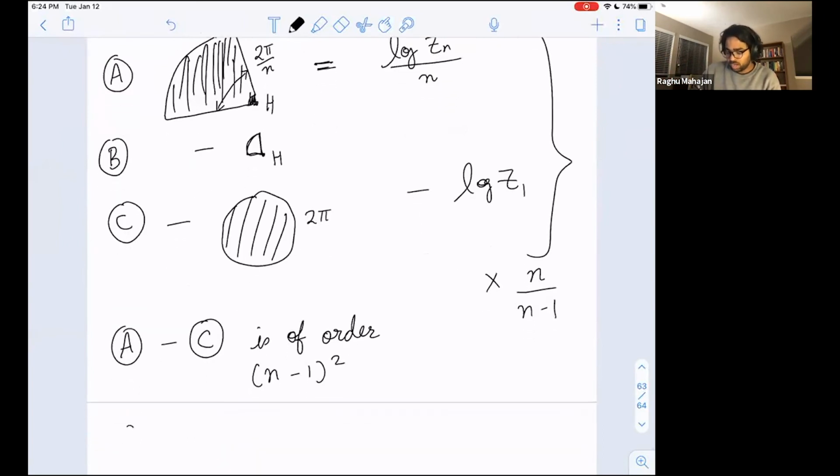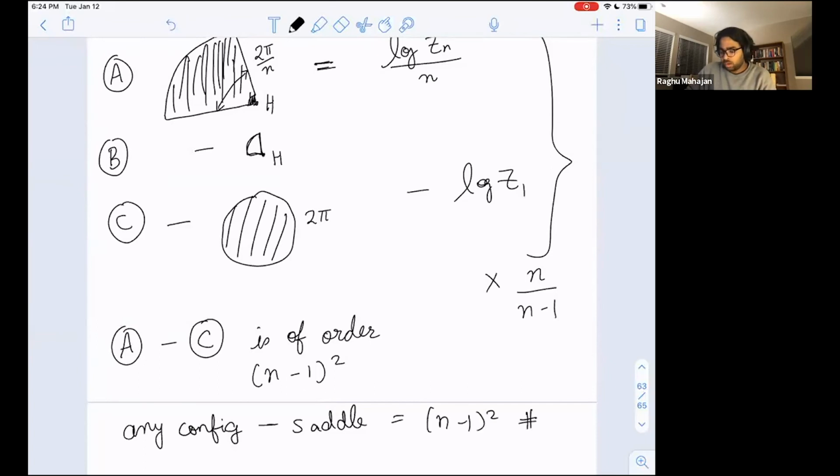So any configuration minus the saddle is at least quadratic in the deformation parameter. That's what it means to be a saddle. So it's equal to n minus 1 whole squared times something at least. And in the denominator here, we only have n minus 1. So that term is going to go away. So A minus C cancels. And the only term that contributes in the n goes to 1 limit is this little conical deficit piece here.